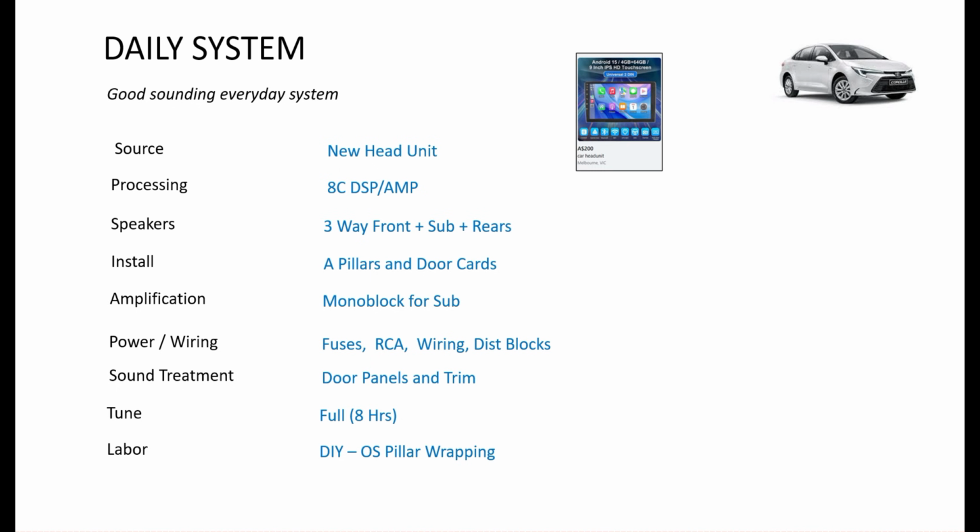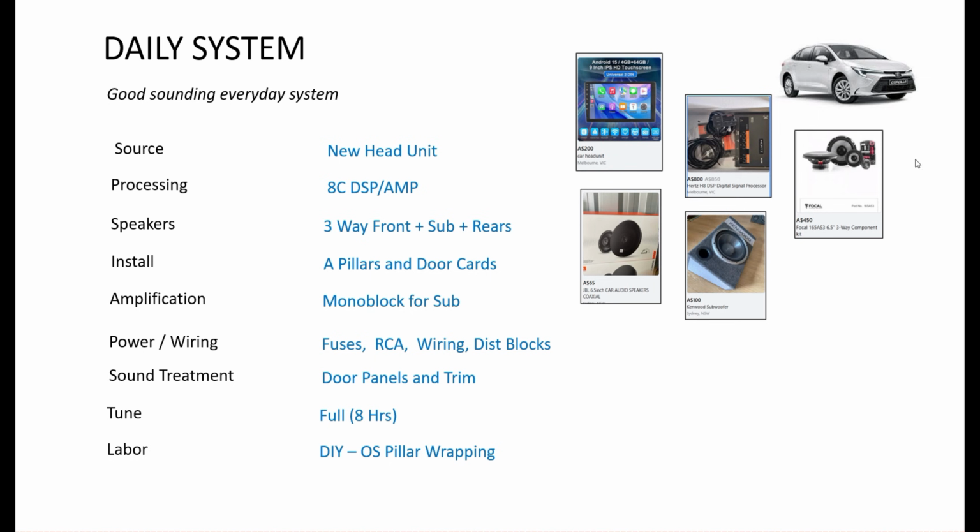So once again, I'm going to buy probably second-hand equipment, maybe some new stuff, but probably better quality than just the budget stuff that we had before. So I found a local Android 15 head unit for $200, which will be perfect for me. And I found a Hertz 8-channel DSP for $800. I found a Focal 3-way component system, which is a really good buy at $450. That's got the 6.5-inch mid bass, the mids and tweeters, all in one kit.